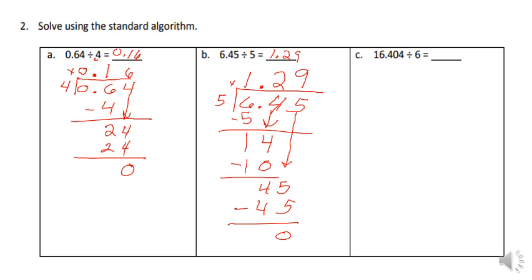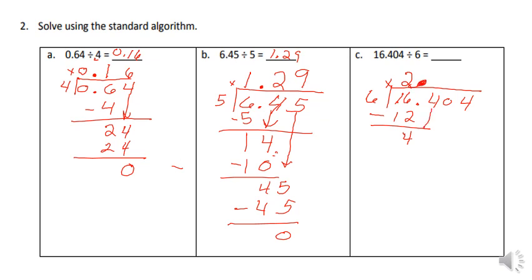Our last example, on C, we have 6, and we're dividing it into 16 and 404 thousandths. Now this one's got a little trick to it, okay? We start off, we know 6 cannot go into 1, but 6 can go into 16 2 times. And 2 times 6 is 12, so that's how much we used. And we have 4 left over. We'll make sure we put that decimal in there.